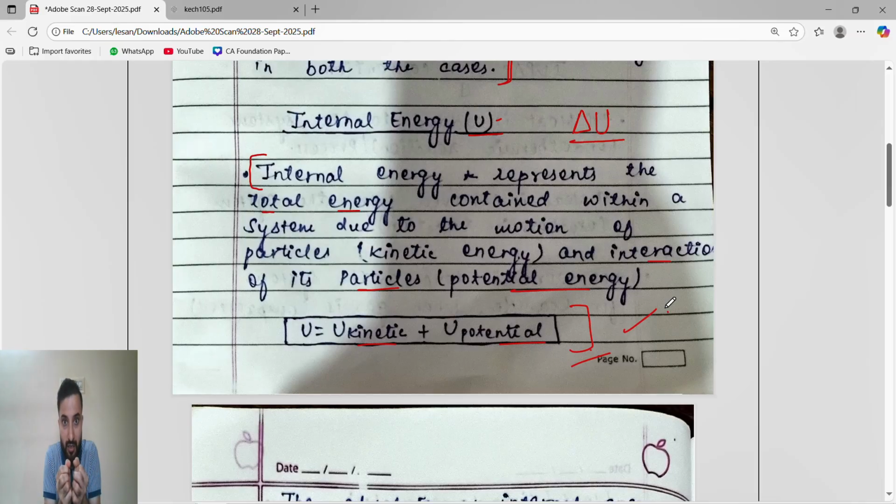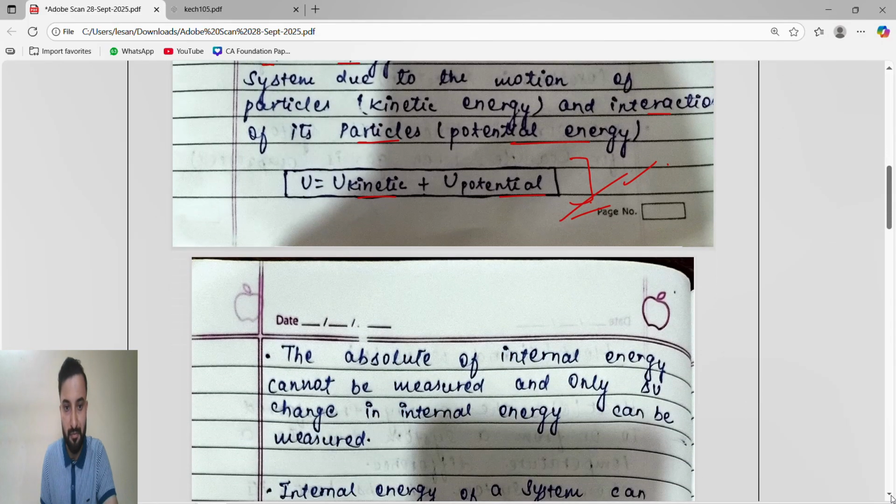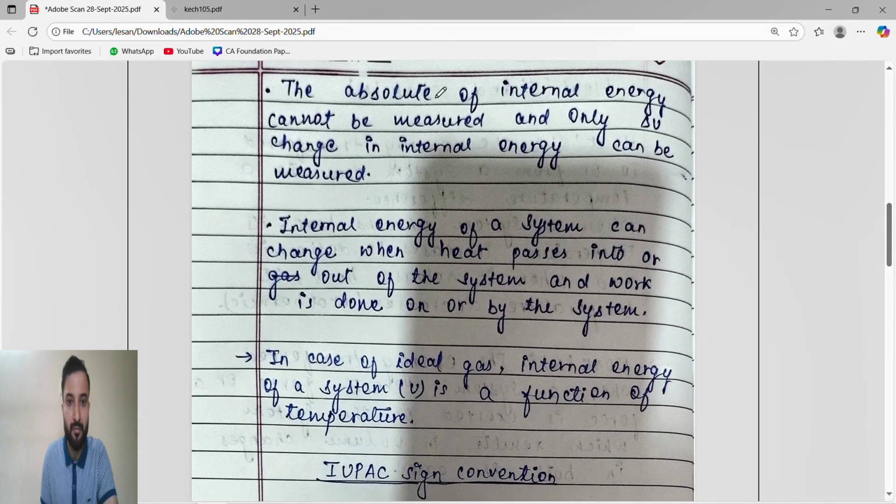And interaction of the particles means the force of interaction between the particles. If there is a force of interaction between the particles, then it is potential energy. Okay, so that is the thing. Understand the thing guys. In internal energy, movement of particles is kinetic energy. In internal energy, interaction of particles is, sorry, potential energy. So total internal energy is kinetic energy plus potential energy. Okay, so you have to write down the heading internal energy, write down from here to here, and the formula. This is the notes. Okay, next thing is the absolute.